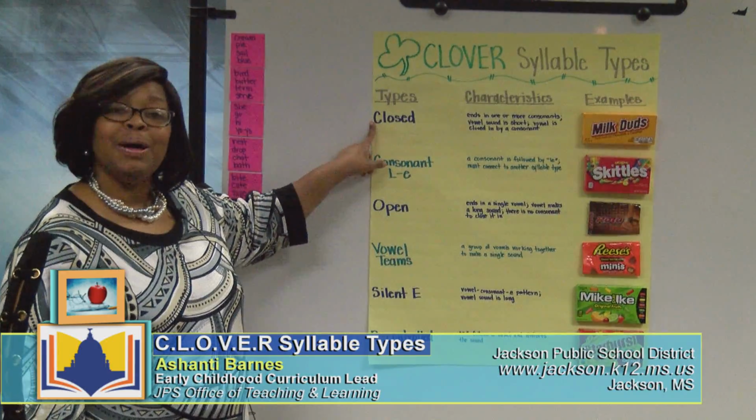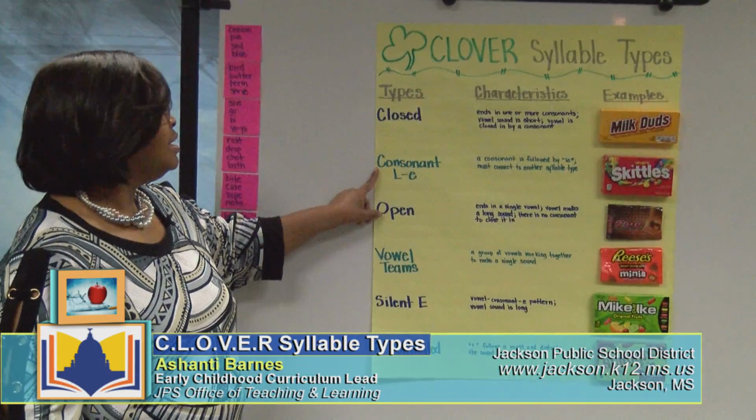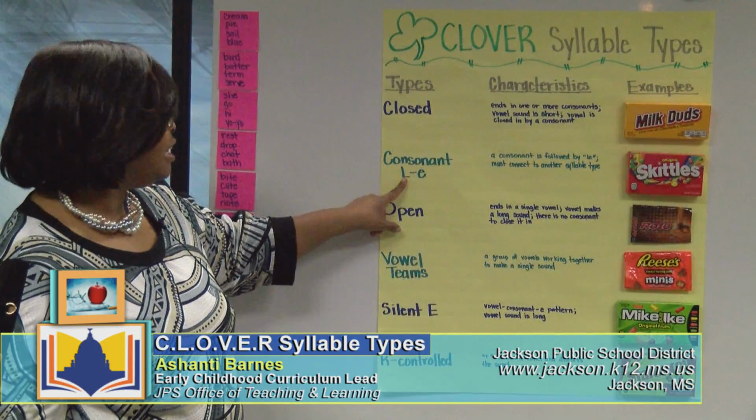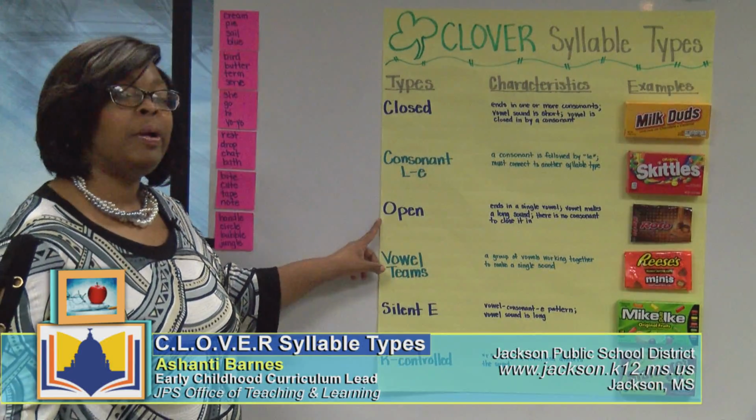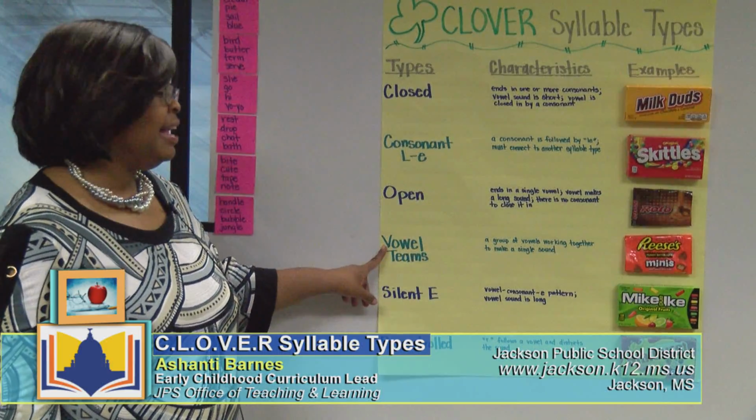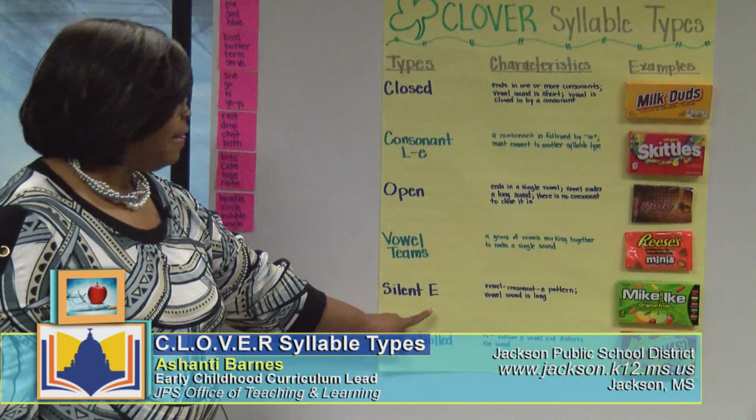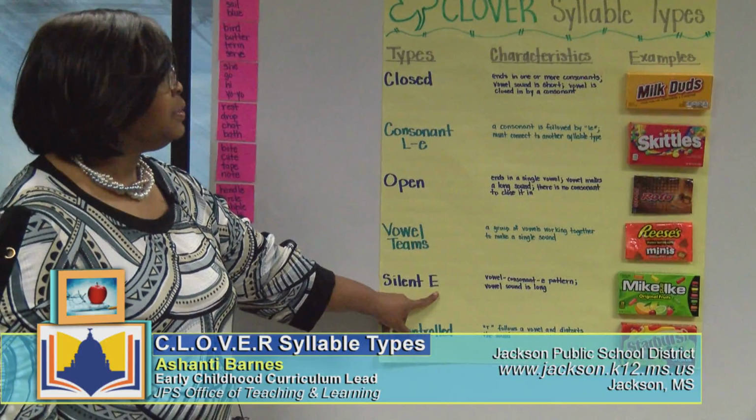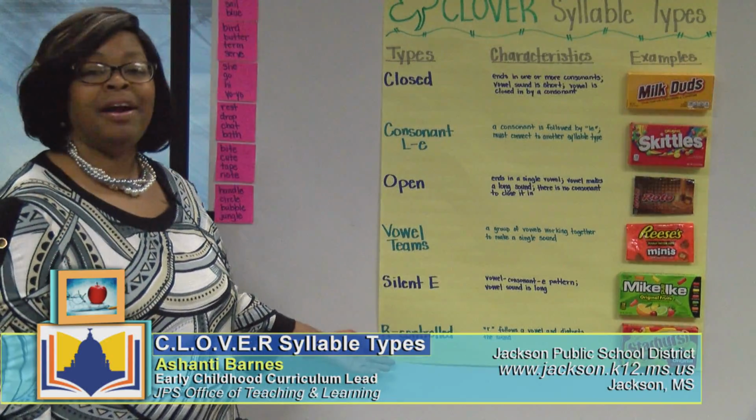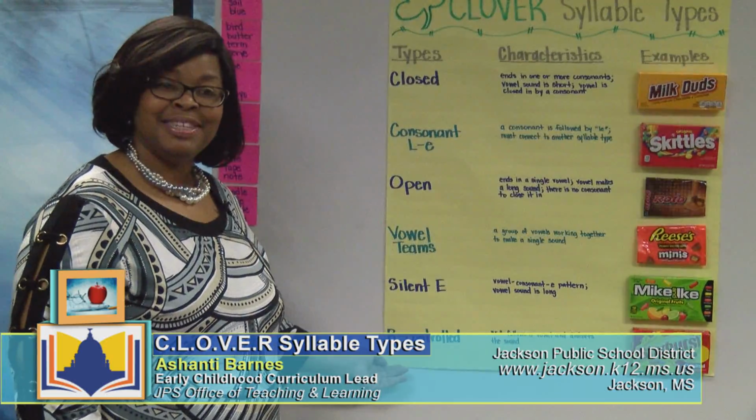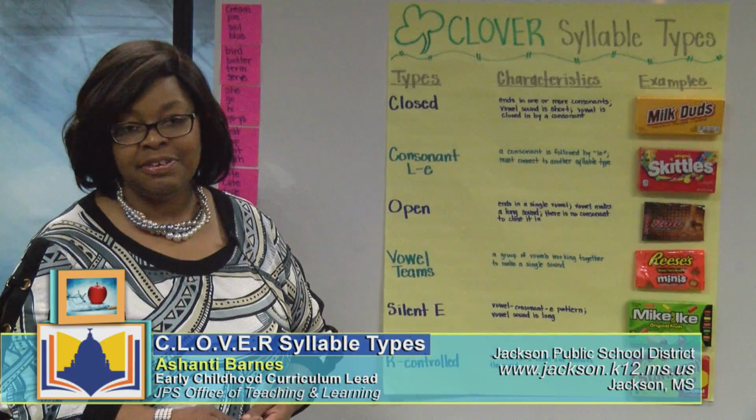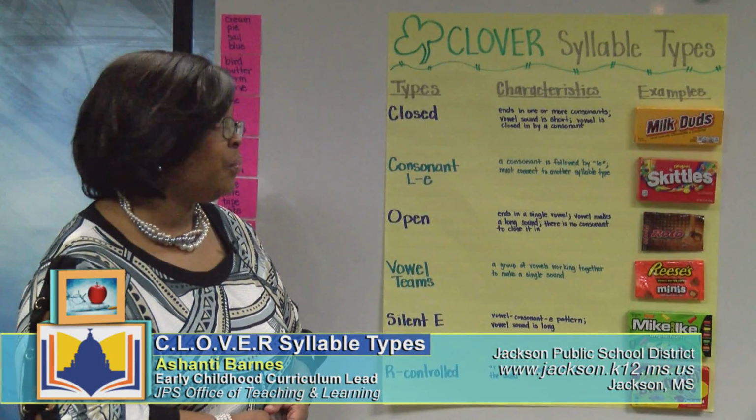C represents closed syllable type. The L for consonant L-E is our second syllable type. The O represents open syllable type. V represents the vowel teams. The E in silent E represents our 5th syllable type. And finally, the R is our R-controlled syllable type. So let's look at some of the characteristics so you will know how to identify the different types of syllables in words as you're reading.